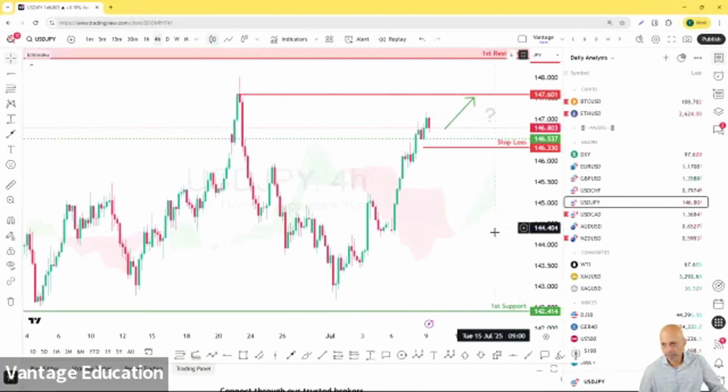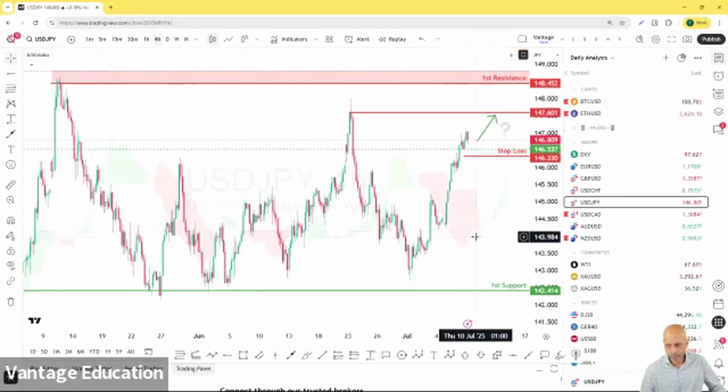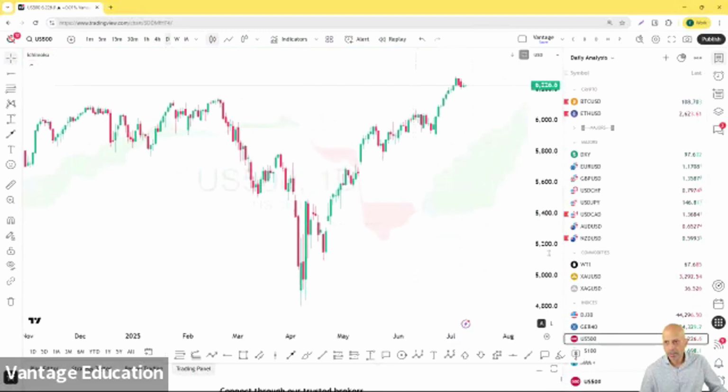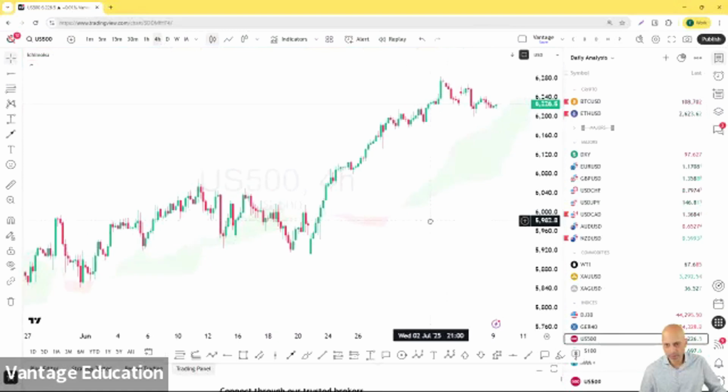All right, let's see if there's anything else to highlight. If not, then let's go to US 500. Let's look at US 500. Let's start this on the 4-hour time frame. Maybe a different exercise, starting directly on the 4-hour time frame.